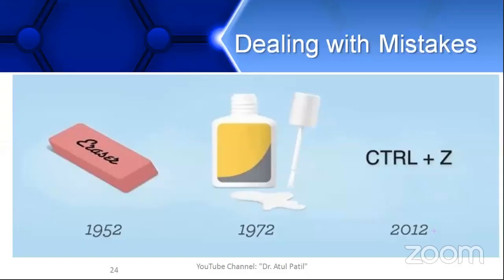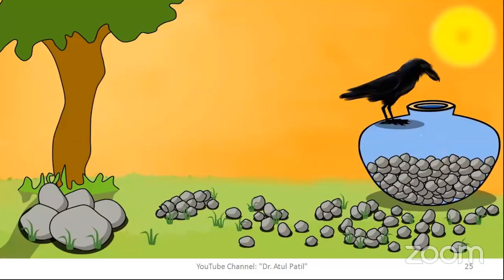Now, this is how we used to deal with mistakes. We used to use an eraser to correct our mistakes. Then we used to have whitener. And from 2012 onwards, once the computer came into the picture, it is just a matter of two shortcut keys on the keyboard, that is Control and Z. So this is how we deal with mistakes. With changing times, with the influence of technology, things also change.